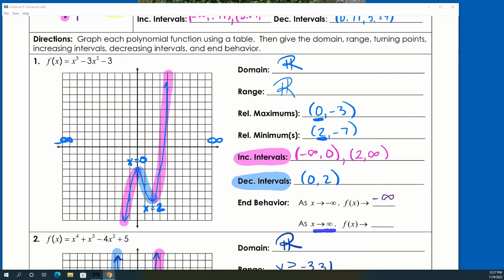All right, and then as x approaches positive infinity, we're on the back of the first page. As x approaches positive infinity is going to be the right side of the graph. And so when you look at the right side of the graph, that arrow is pointing up. So f of x is approaching infinity.